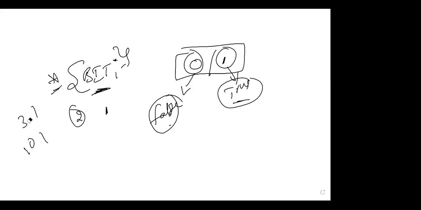Done? Storage size will be 1 byte. Okay, so these are the most important things. And then we have one more thing.